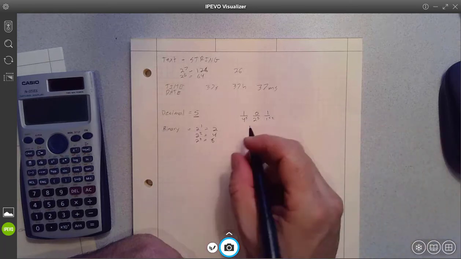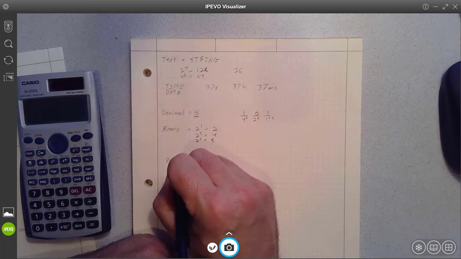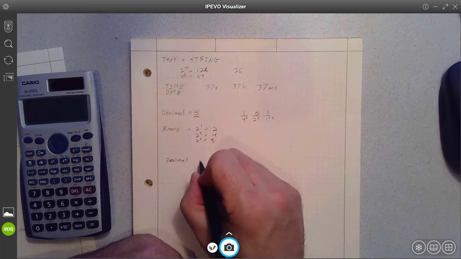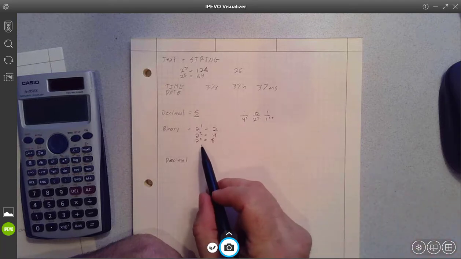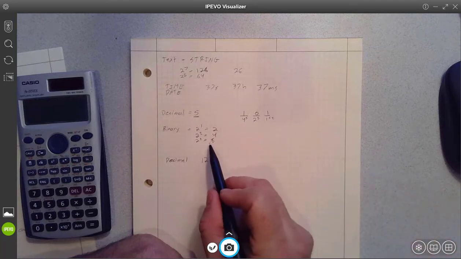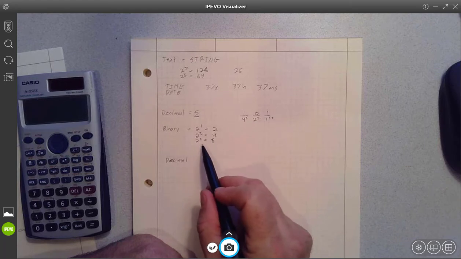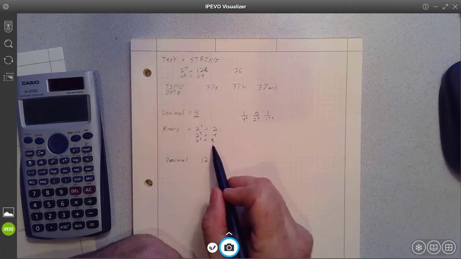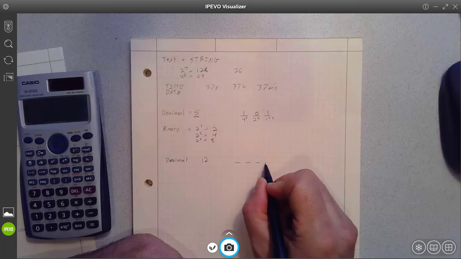Let's do another one. Let's say the decimal 12. Okay, you can see it's going to take more than 3 bits because we got up to 8, and you can see the pattern here. When we go to 4 bits, hopefully you can see that we're going to be able to represent up to 16 values. So I'm just going to write out here my 4 positions.